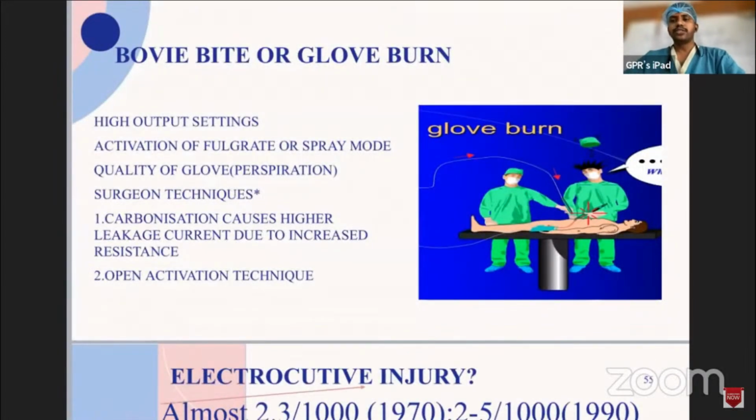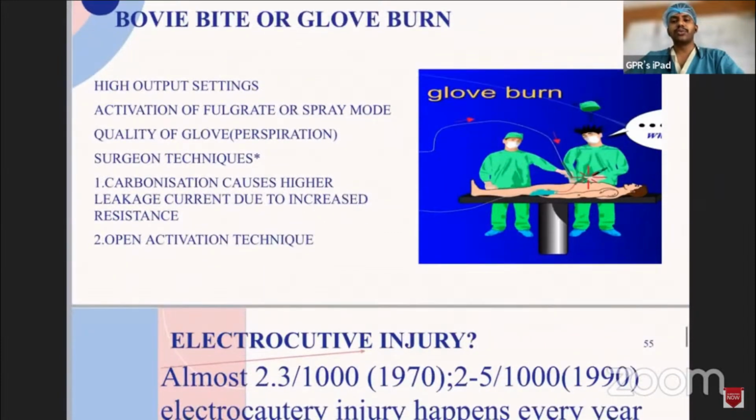Whenever energy is used, there is always a chance of the person or the surgeon who is using it to get some amount of hit back, which is also called a bow bite or a glove burn. It can happen because of high output setting, or because of more fulguration or spray mode technology. Sometimes the quality of glove we use for the surgery also matters. Sometimes the surgeon's techniques, like carbonization, more carbonization happening, more leakage of current, and last but not least, the open activation. Nothing but whenever cautery is not in contact with the tissue, if it is getting activated, the chance of electrical current injury is more, which is also called open activation.